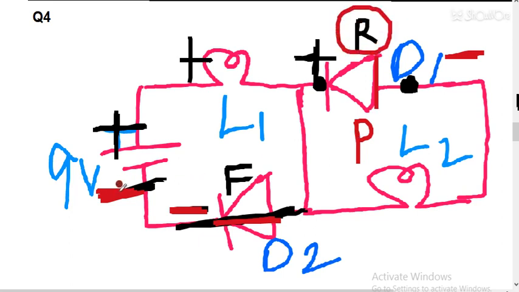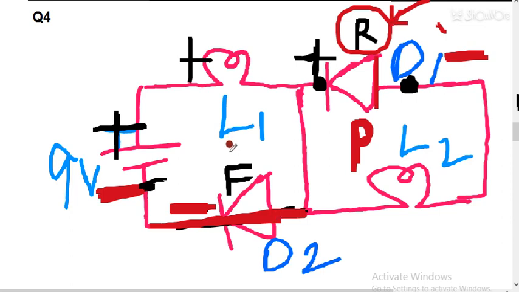I am repeating again. This is the negative terminal of the battery, so it will have negative voltage here. So this diode will be forward biased, so it will act as a closed switch. Now some negative voltage will go here also, and some negative voltage will go to this terminal also. So finally we can say this P side is connected to negative voltage. When the P side is connected to negative voltage, the diode is reverse biased. So this is the reverse bias diode and this is the forward bias diode.